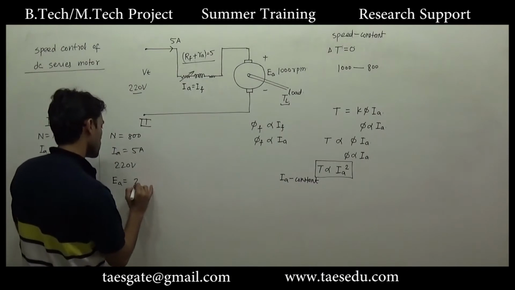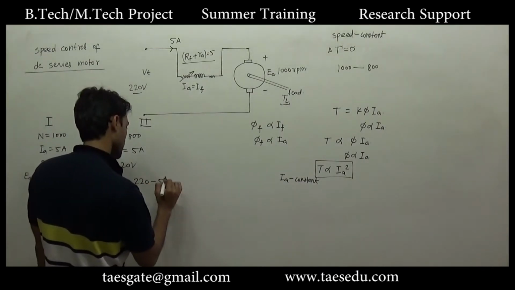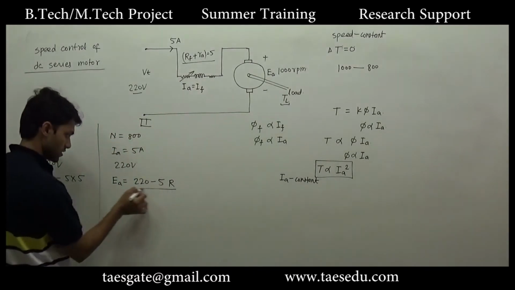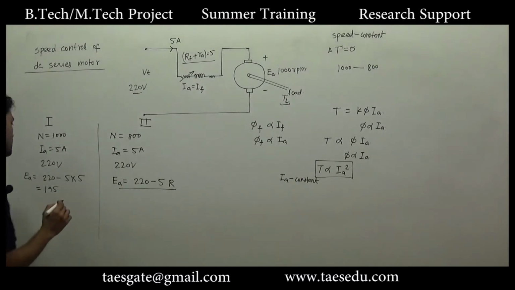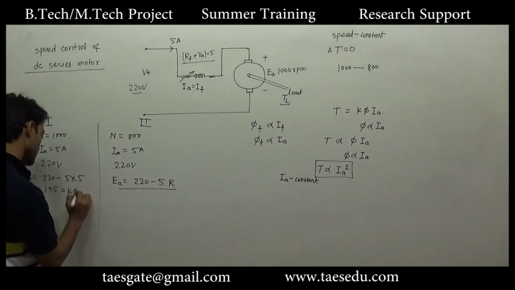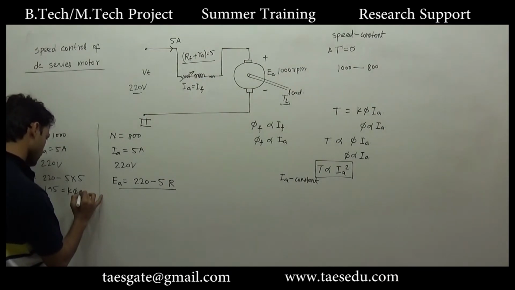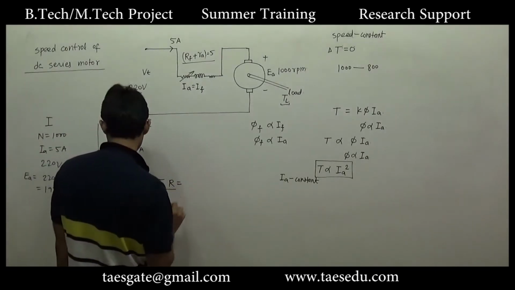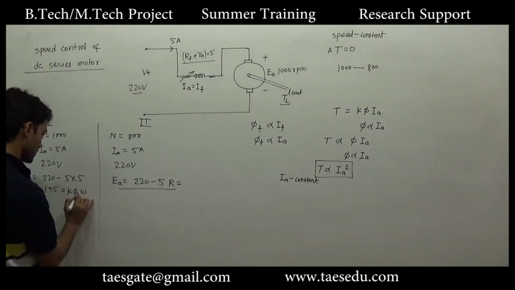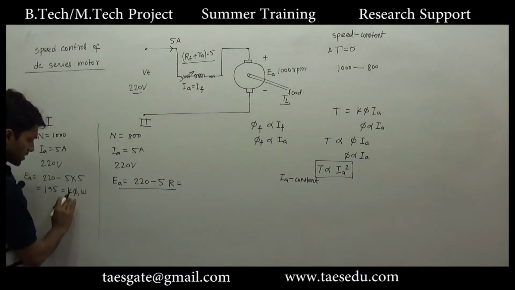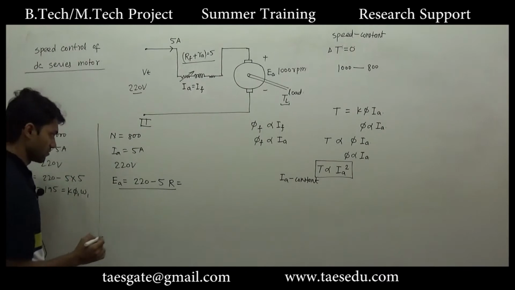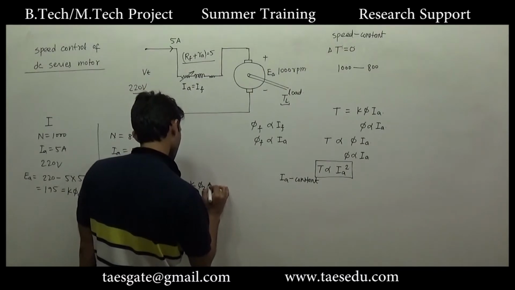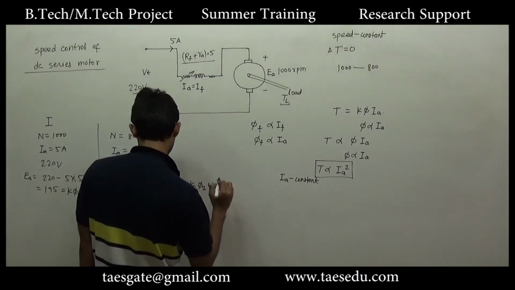What will be the value of EA here? EA equal to 220 volt minus Ia is 5, and let's say the new value of total resistance is R. So here we will have this generated voltage, and generated voltage is equal to K phi into omega. Let's say this is the initial condition. In the initial condition flux was phi 1 and omega is omega 1, and in the final condition we have flux phi 2 and we have this omega 2.